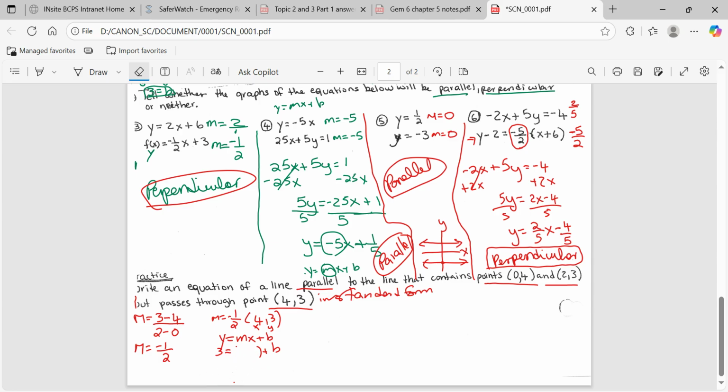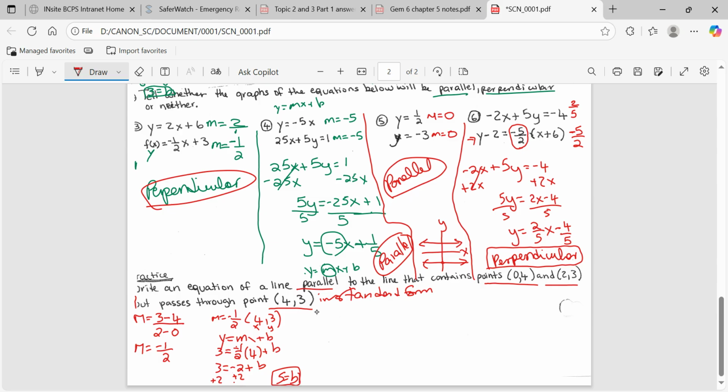Oh, no. Negative 1/2 x. Oh, I do know what x is. Sorry, I was trying to find my eraser. x is 4. So 3 is equal to negative 2 plus b. And I add 2. Just trying to squish it in. Anyway, your y-intercept is 5.